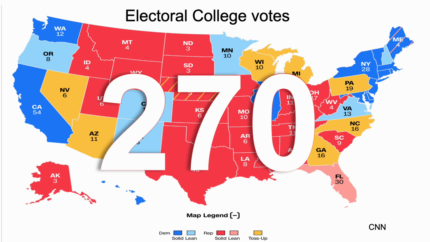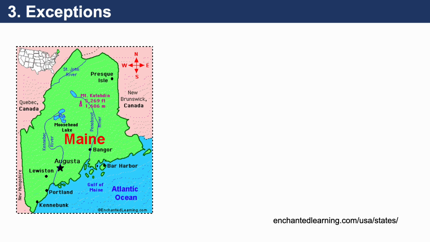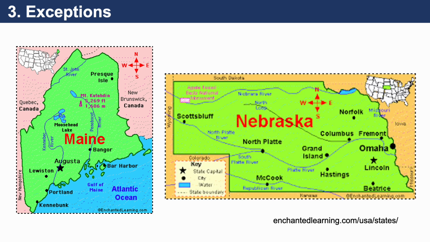32 states and the District of Columbia legally require their Electoral College delegates to vote for the candidate who won the popular vote. So it's a legal requirement. The other states do not have such laws. And those 32 states that have those laws, that's been introduced relatively recently. So, there are two exceptions to that rule, and they are Maine and Nebraska. Maine has 4 Electoral College votes and Nebraska has 5.